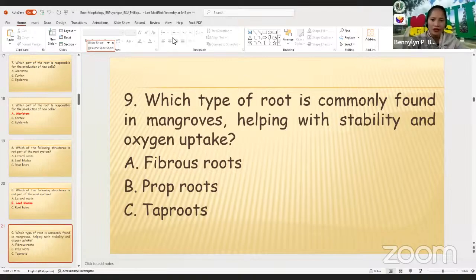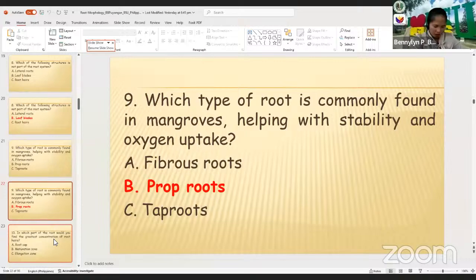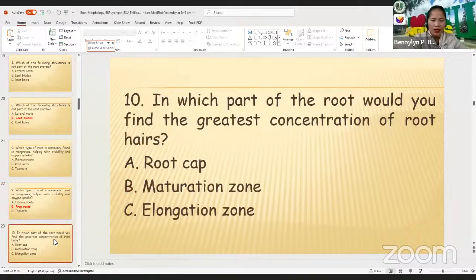What is your answer? Any guess? For the mangroves, the correct answer here is prop roots. So they are the ones helping in the mechanical stability of the roots. Prop roots are part of the adventitious roots.